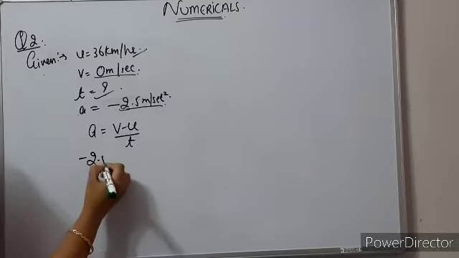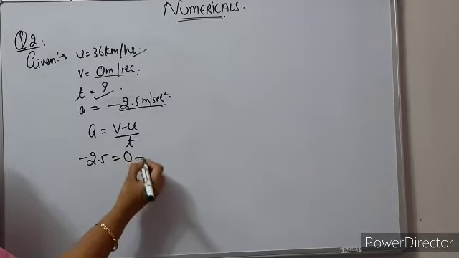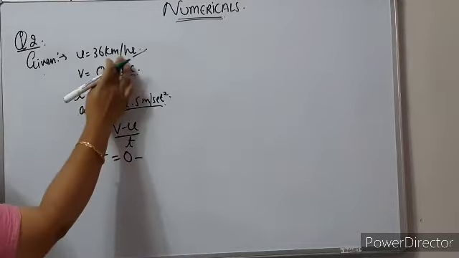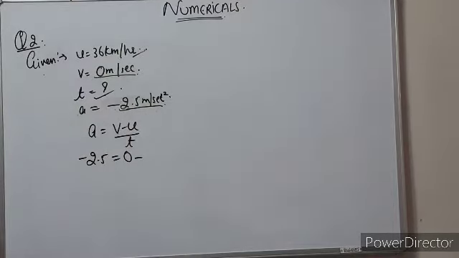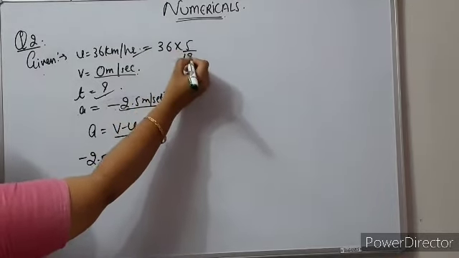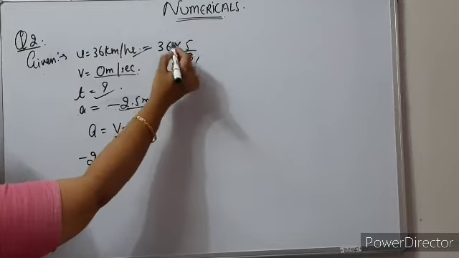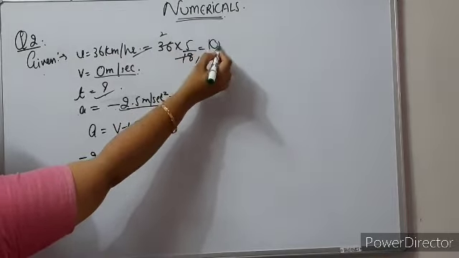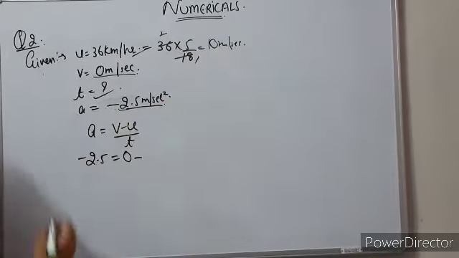a is -2.5, v is 0, u is 36 km per hour. So we have to convert it into meter per second first. How do we do that? By multiplying it with 5/18. 18 ones are 18, 18 twos are 36. So it is 10 meter per second.